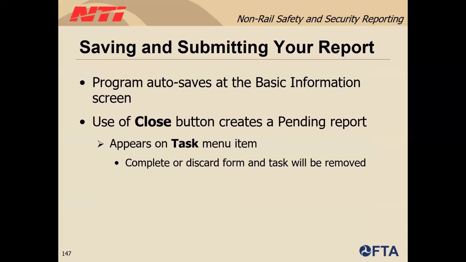When you are ready to complete the report, click on the task menu option and you will see a listing of each task. Major event report tasks will appear with the SNS 40 in their title. Just click on the task and the system will return you to the screen you were on when you closed the report. Complete the report and save and submit, or if you no longer need the report, you can choose to delete it instead.